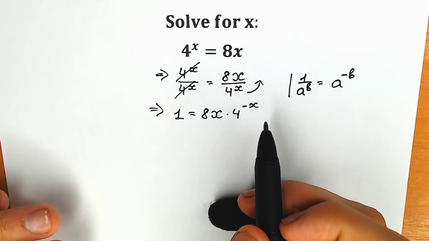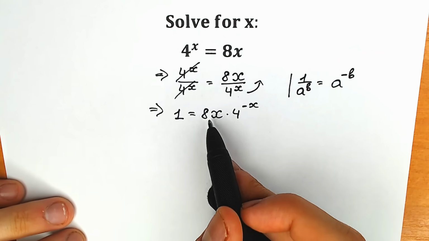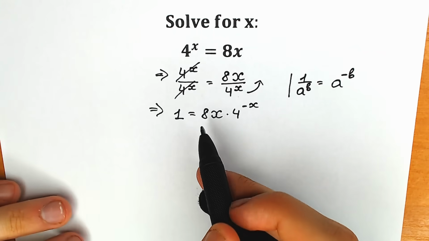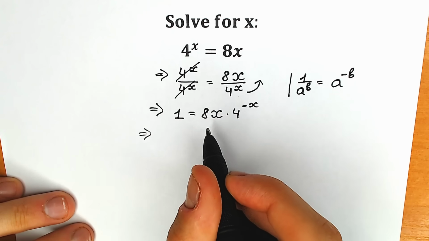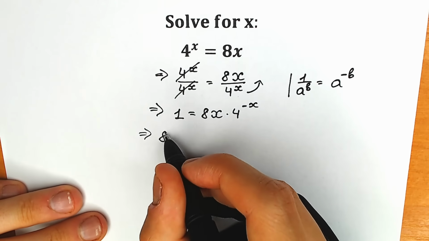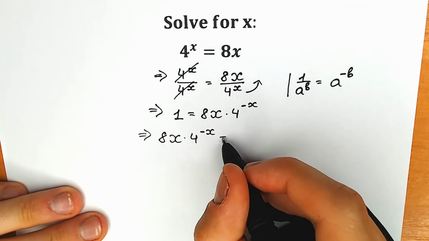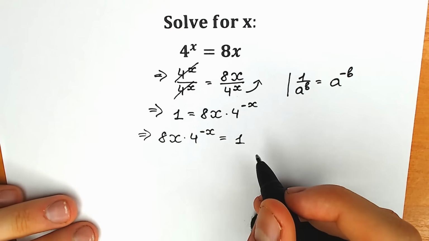Secondly, we're going to change position because we prefer our constant on the right side and our variables on the left side. So that's why we'll change position real quick. Let's write 1 on the right side. It changes nothing because we have an equal sign. So we have 8x times 4 to the power minus x equal to 1. This is our second step.